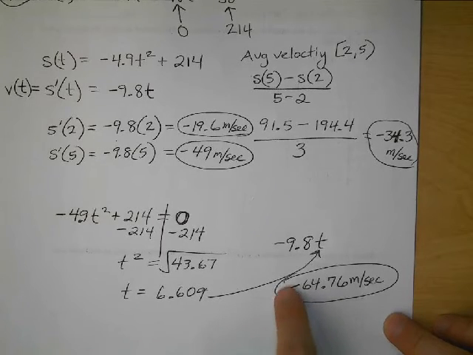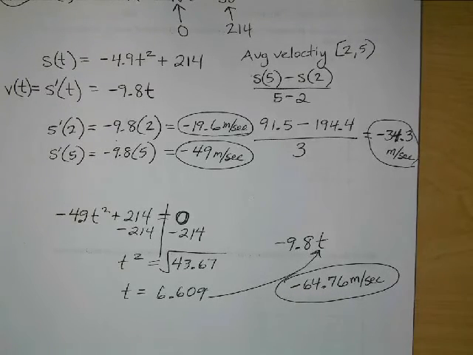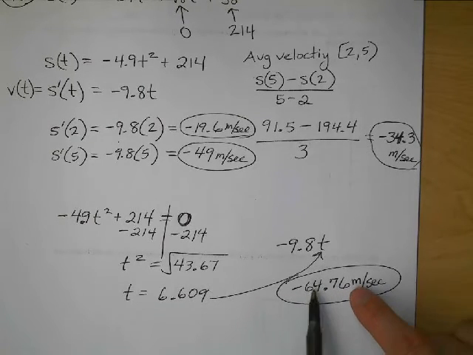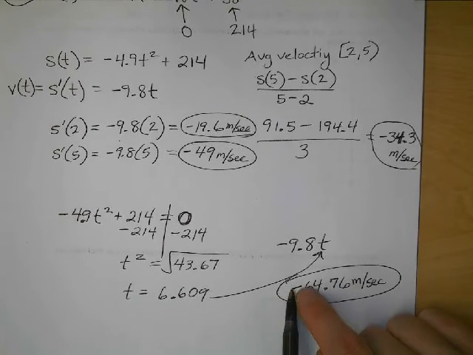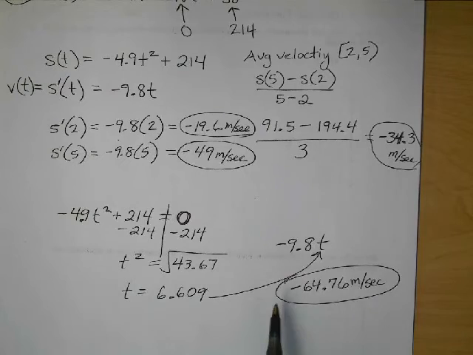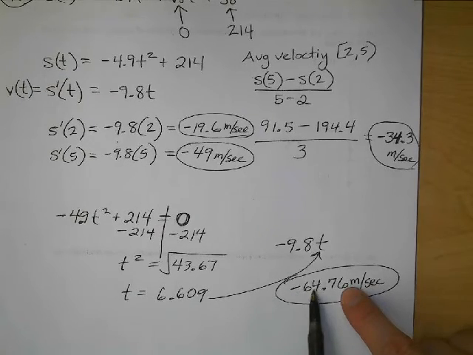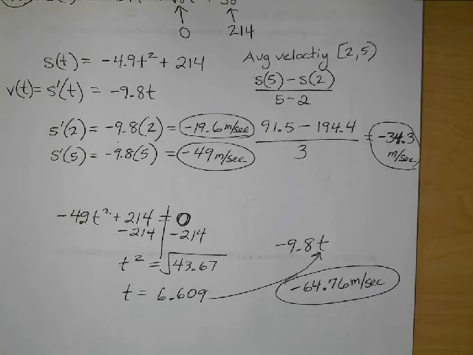Well, the speed would be positive 64 meters per second, because remember we also said speed is the absolute value of the velocity. The negative on the velocity means it's falling, going down. So the speed would be positive 64.76 meters per second.